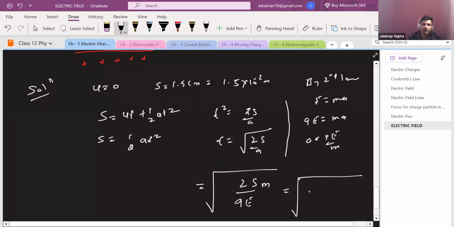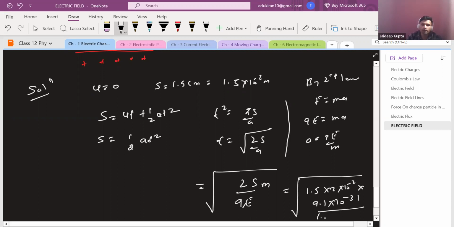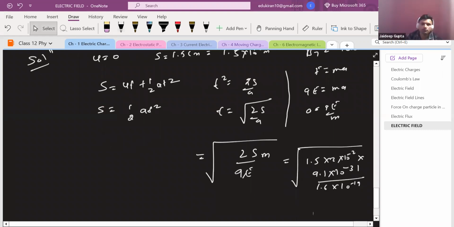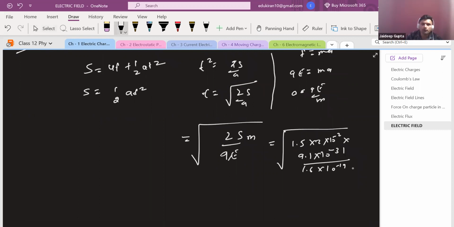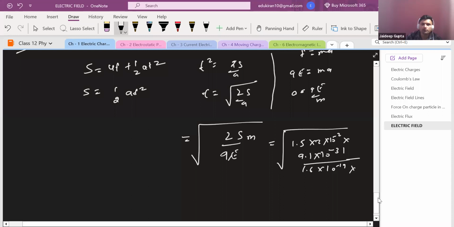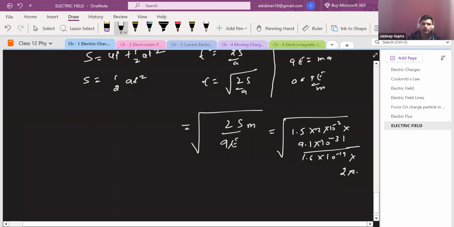What is S? S is 1.5 into 10 to the power minus 2. What is mass of electron? Just remember, 9.1 into 10 to the power minus 31 kg. And charge on electron is 1.6 into 10 to the power minus 19. Into what is the magnitude of electric field? 2 into 10 to the power 4. Now solve and let me know the answer fast.